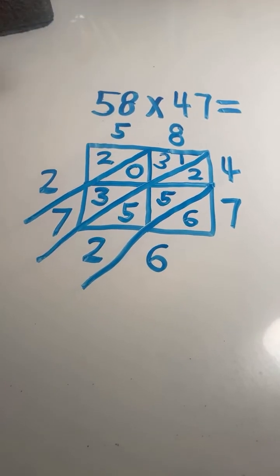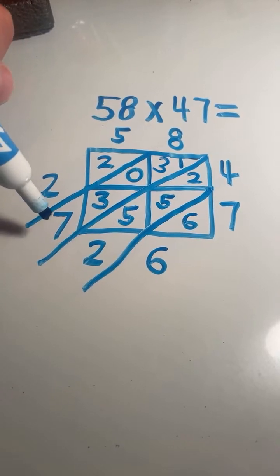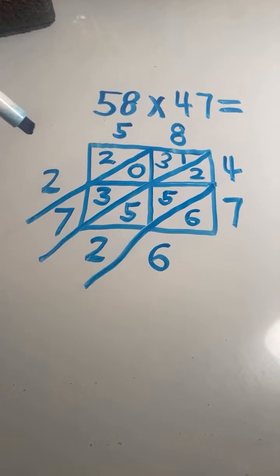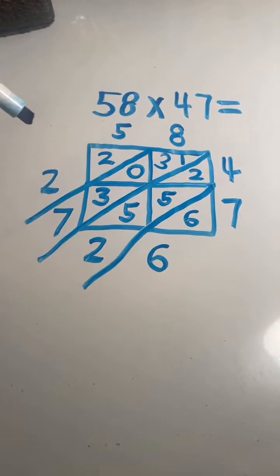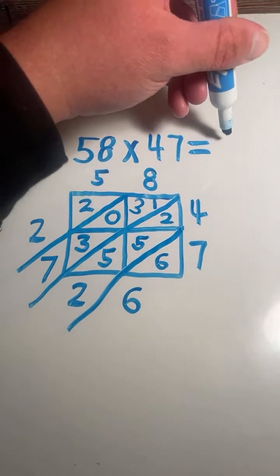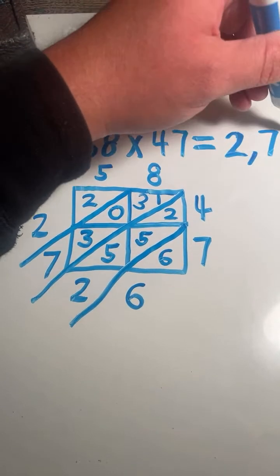Next, we have our answer. We're going to read the number from left to right. So we have a 2 in the thousands place, a 7 in the hundreds place, a 2 in the tens place, and a 6 in the ones place. So our answer is 2,726. 58 times 47 equals 2,726.